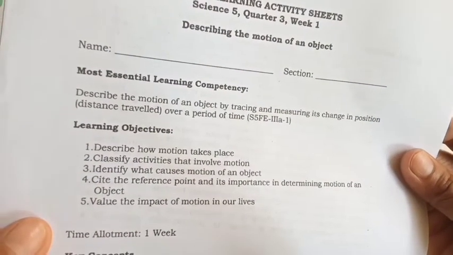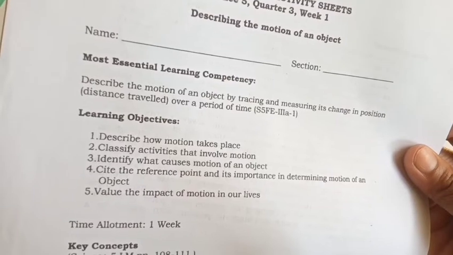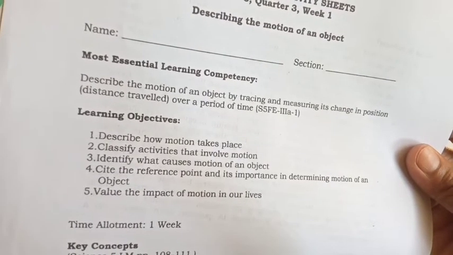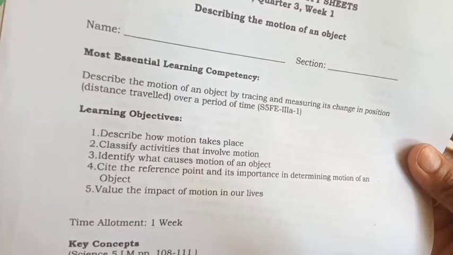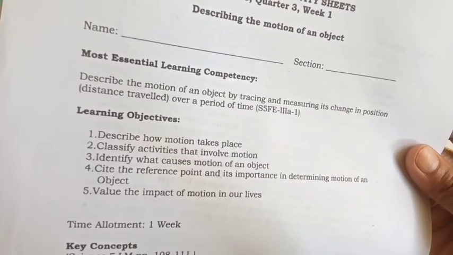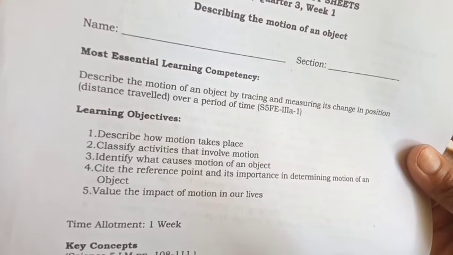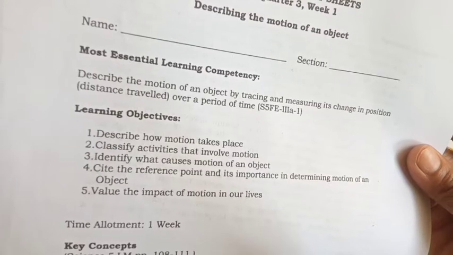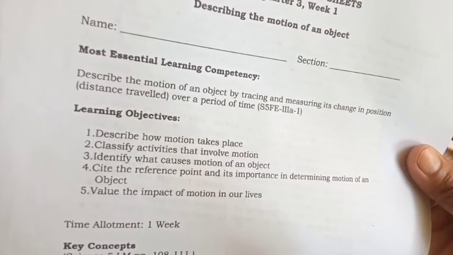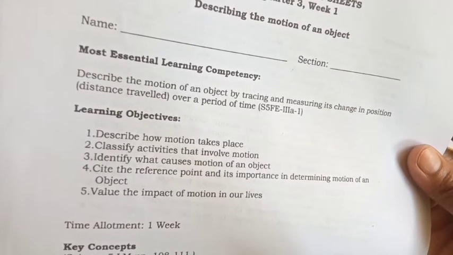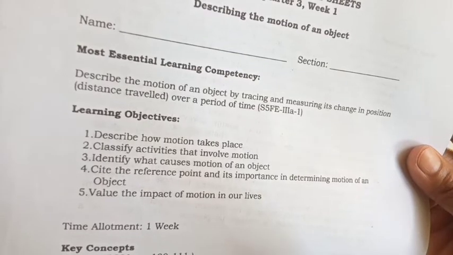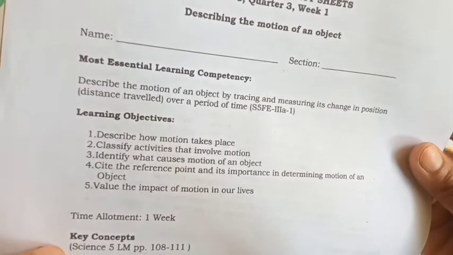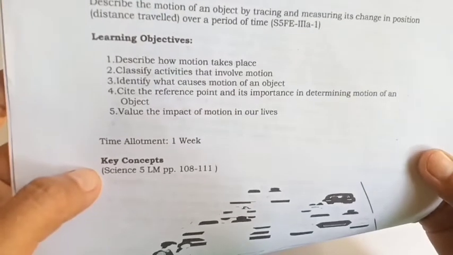First, describe how motion takes place. Second, classify activities that involve motion. And third, identify what causes motion of an object. Fourth, cite the reference point and its importance in determining motion of an object. And the last, value the impact of motion in our lives. So, kailangan natin itong ma-achieve mga bata. Since this is a 1-week lesson, we are going to explore this 1-week module.